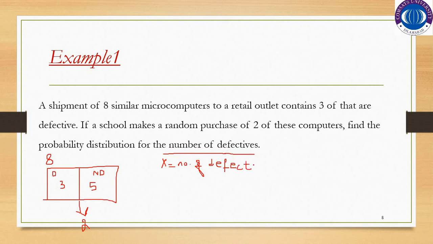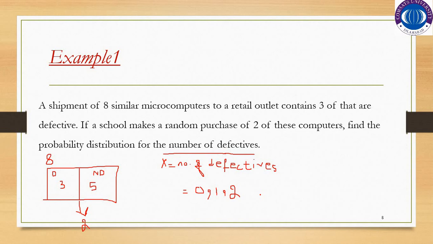X is equal to number of defectives. So how many values can X possess? X could be 0. It means when a school makes a random purchase, there would be no defective. X is equal to 1. It means if a school purchased two of these computers, one of them is defective. X is equal to 2. It means whenever this school makes a purchase of two computers, both of them are defective. There could be three values, 0, 1, 2.